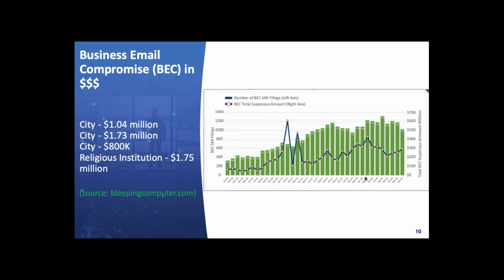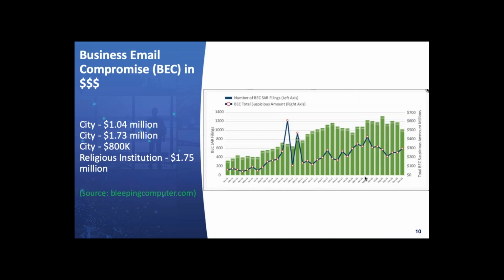Even a religious institution lost 1.75 million because of a business email compromise. And that's a large amount of money. What this ends up doing is it hurts the reputation of that organization, because next thing you know, you're in the news: so-and-so lost. All four of these numbers are from a news source, bleepingcomputer.com. When you get out in the news, it hurts your reputation and your trust. People don't know whether emails are coming from you, or from a spammer or phisher at this point.